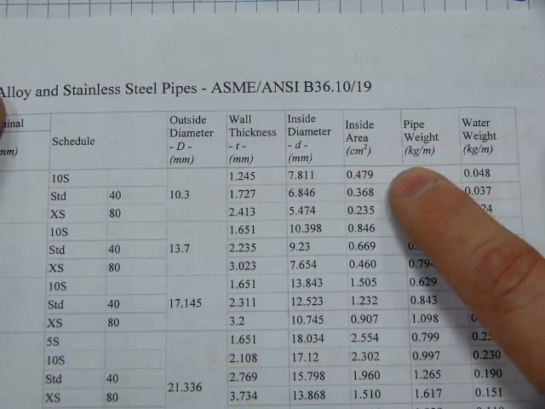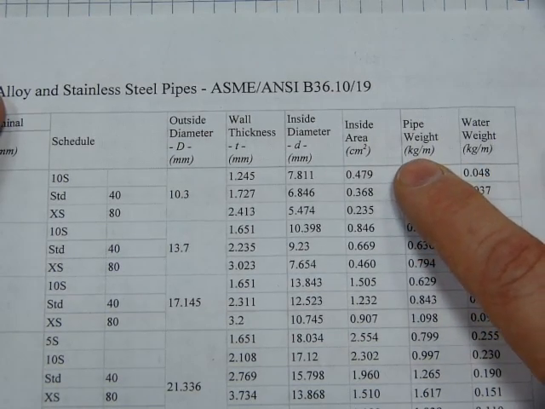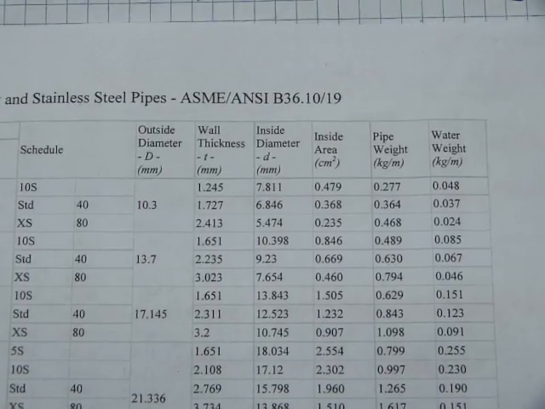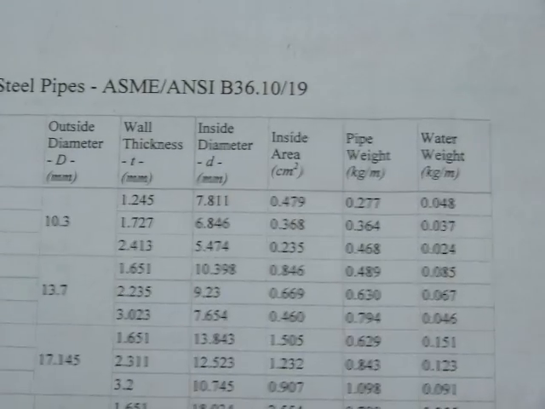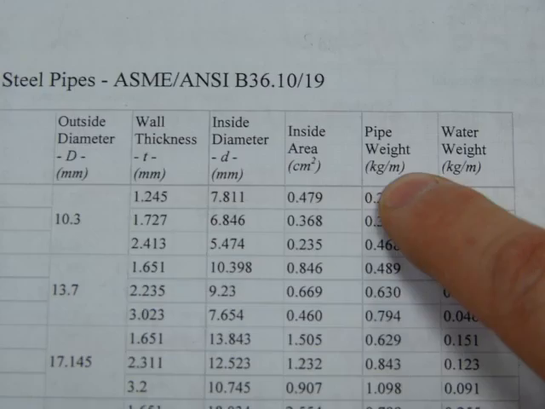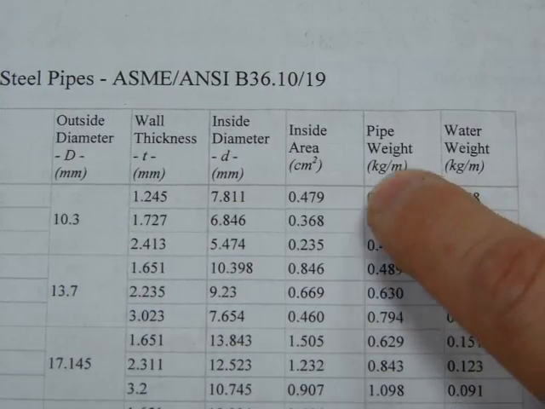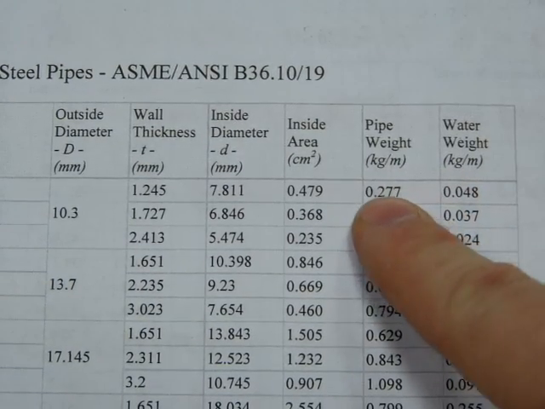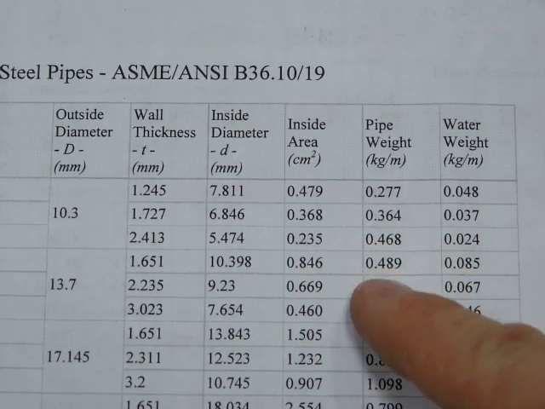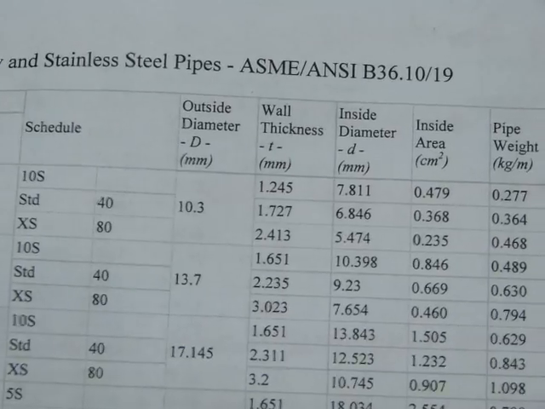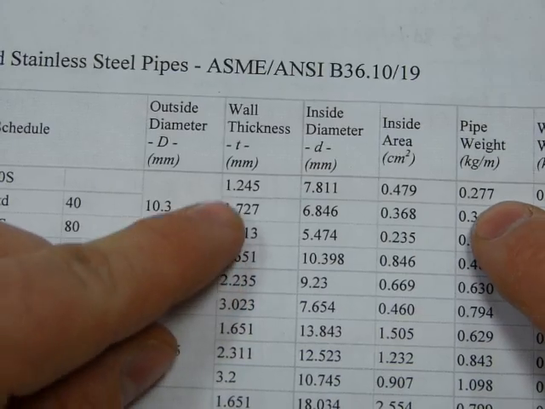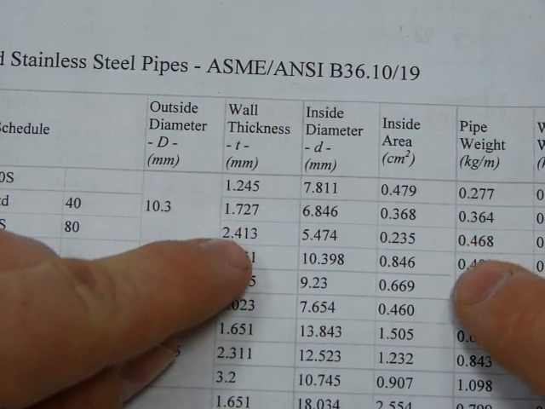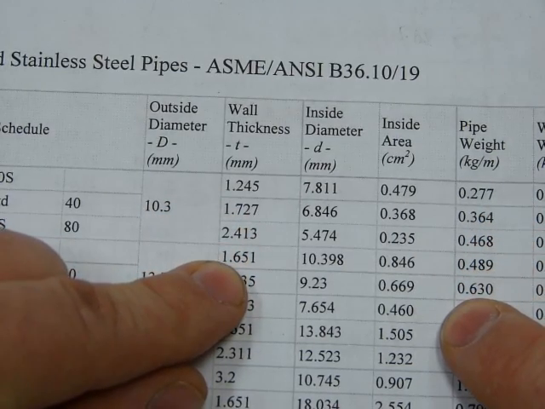Every meter of pipe weighs so many kilograms. That's what this kilogram/m means. Let me just zoom in a little bit. There. Kilogram per meter. That's how it's read. And this is how many kilograms every meter of pipe weighs. You can see that as the pipes have thicker and thicker walls, they weigh more and more.